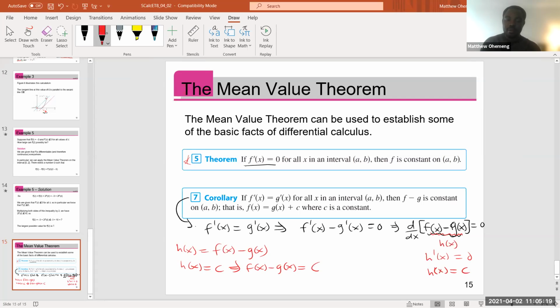So in that case, we can say f of x is equal to what? G of x plus c. So that's where the corollary is coming from, right? That's how come this is true, because it follows from the theorem. It follows from the theorem. If you just rearrange this to make it a difference, the derivative of a difference equal to 0, then that difference can stand as a single function whose derivative is 0. Hence, that difference will also be a constant, right? And then you can get f of x equal to g of x plus c.